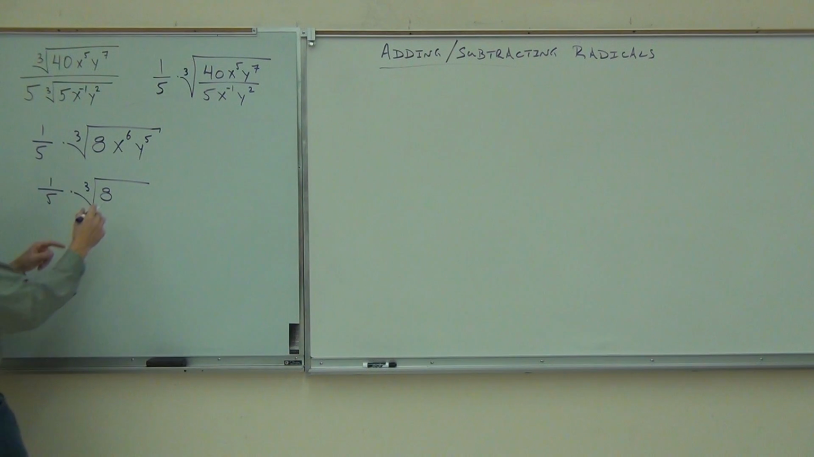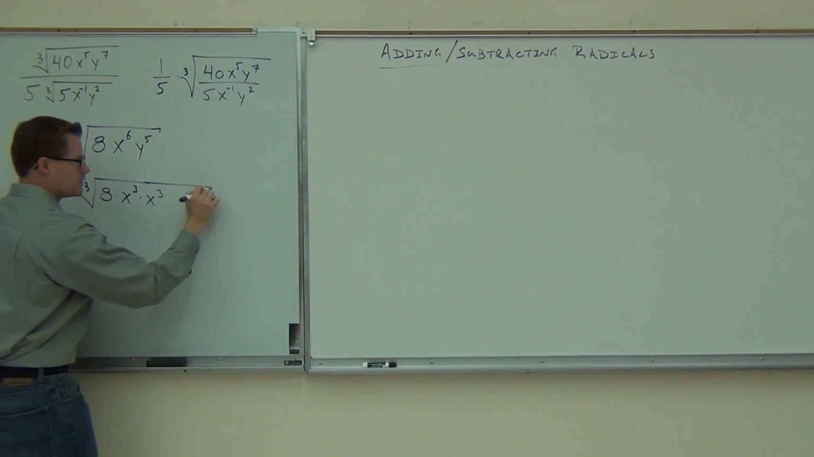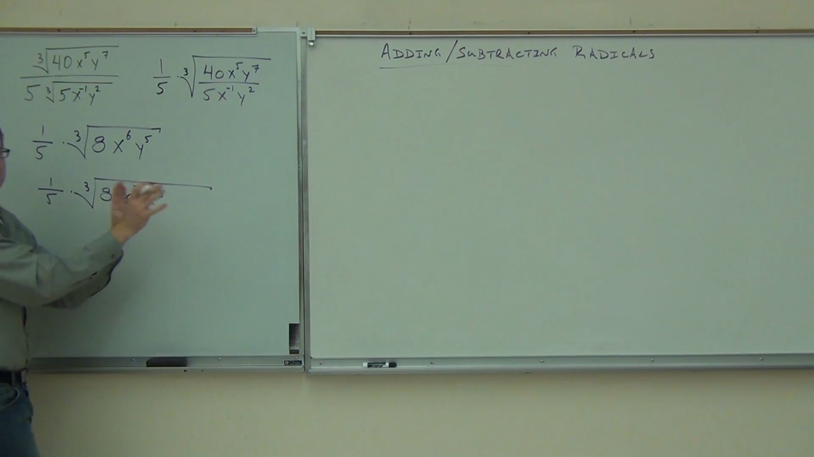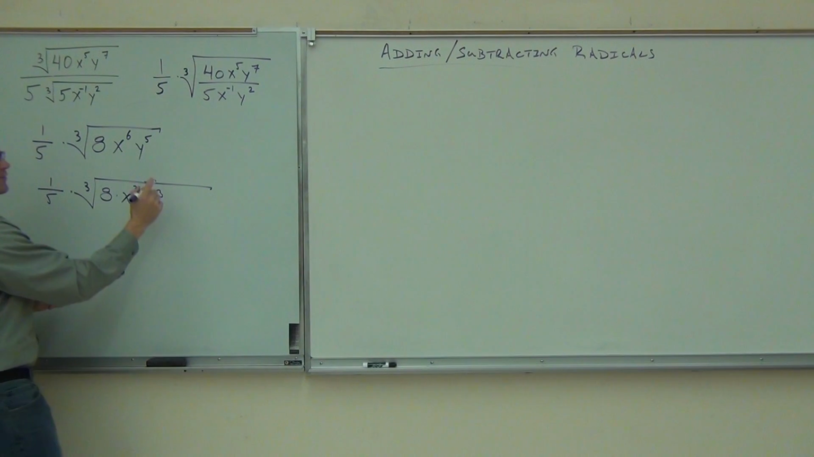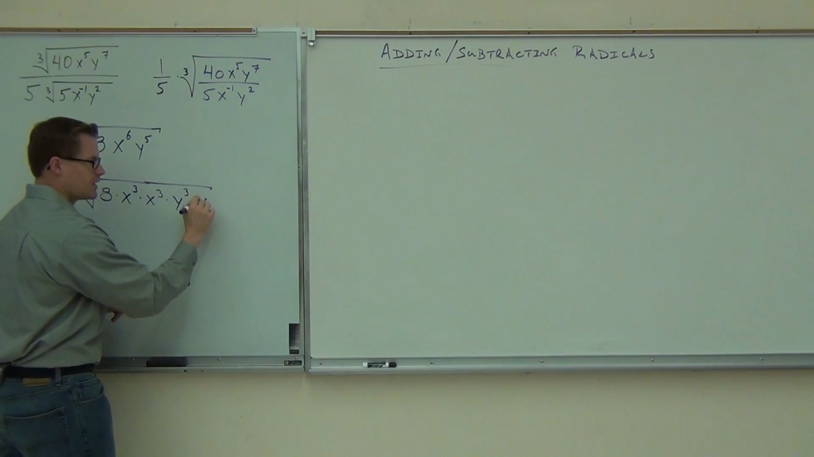Inside, though, I have x to the 6th. I'm going to write as many x to the 3rd powers as I can. Fortunately for us, that still is x to the 6th. We have 2 x cubes. We're not going to have any x's left inside a radical. Y to the 5th, I know I want to break off a y to the 3rd, because that's going to simplify, and I'm left with the y to the 2nd.